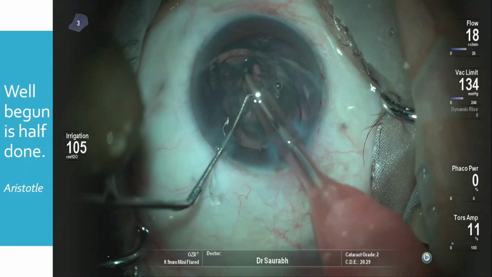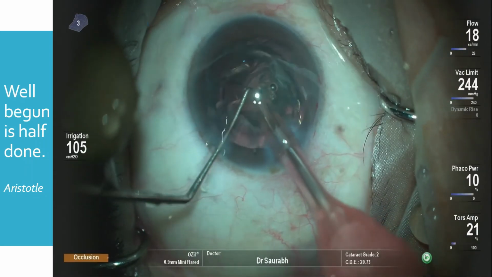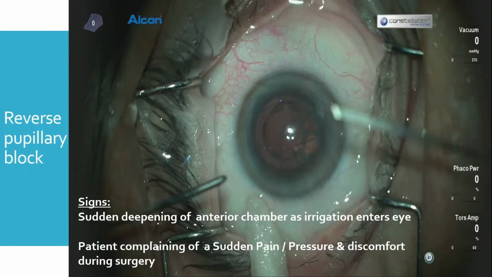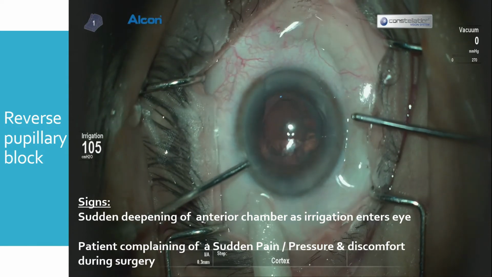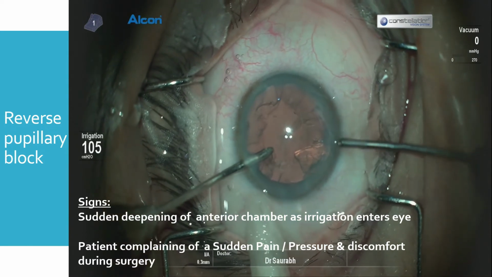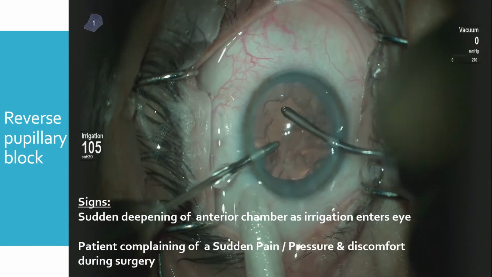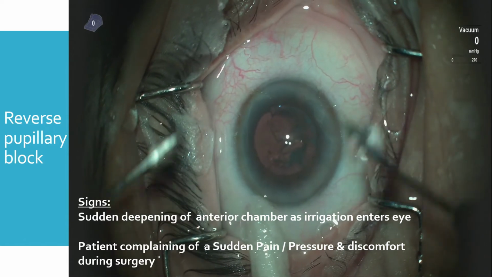One thing that we have to remember is reverse pupillary block or lens iris diaphragm retropulsion syndrome. So what are the signs? The first sign is sudden deepening of the anterior chamber as irrigation enters the eye, and the patient suddenly starts complaining of pain, pressure or discomfort during the surgery.